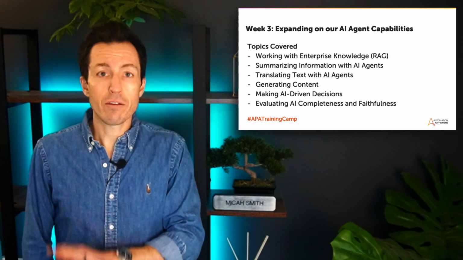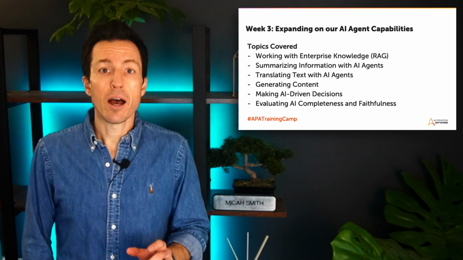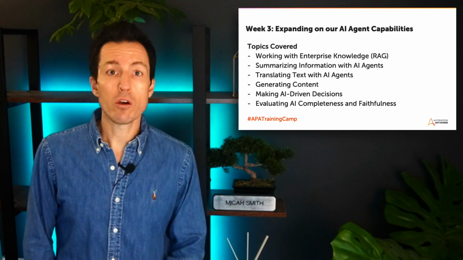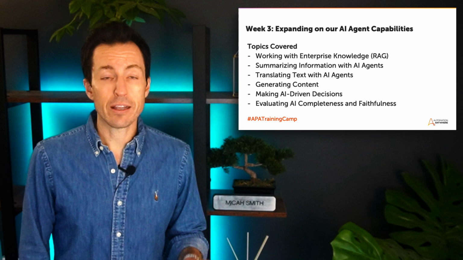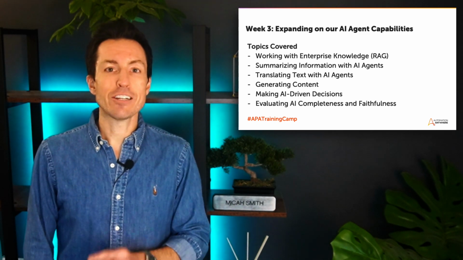What's really exciting about these different capabilities is how they can be combined to solve complex business problems. So, for example, extracting key entities from a document and then summarizing them, or translating a document before generating a response. So, to quickly cover this week's topics, we already talked about several of these, but I want to talk about some of the new stuff that we'll be looking at this week. We're going to be going over Automation Anywhere's enterprise knowledge, summarization, translation, content generation, and AI-driven decisions.